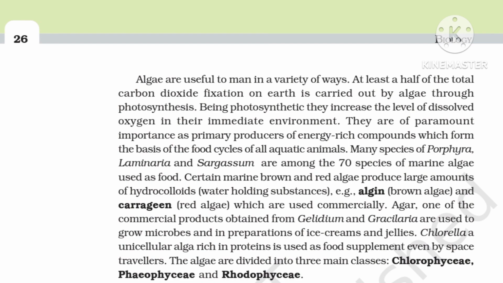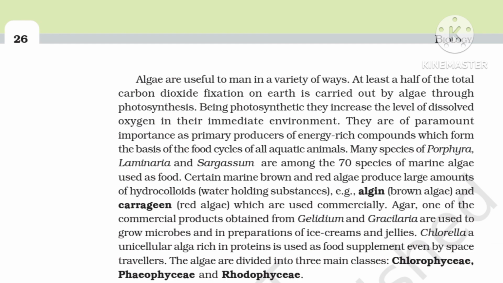Certain marine brown and red algae produce large amounts of hydrocolloids, water-holding substances, for example algin from brown algae and carrageenan from red algae, which are used commercially. Agar, one of the commercial products obtained from Gelidium and Gracilaria, is used to grow microbes and in preparation of ice creams and jellies. Chlorella, a unicellular alga rich in protein, is used as a food supplement even by space travelers.